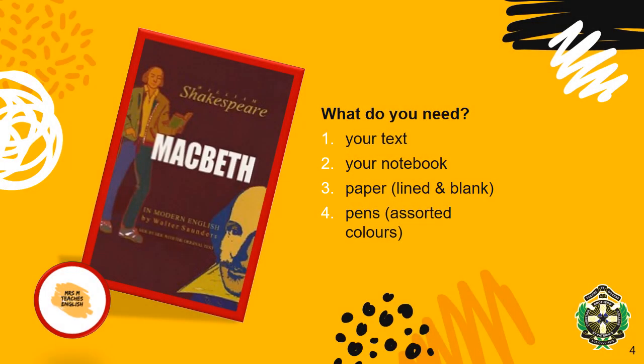You'll need your textbook, your notebook, which should have fully detailed notes in it of Acts 1, 2 and 3, blank paper, lined and unlined, that you can use for planning, scrapwork, scribbling on, etc., and pens. And I do advise that you have assorted colors so that you can break up your notes, do your planning in a color-coded way. It hopefully will make your planning of your essay and therefore the writing of it that much easier.